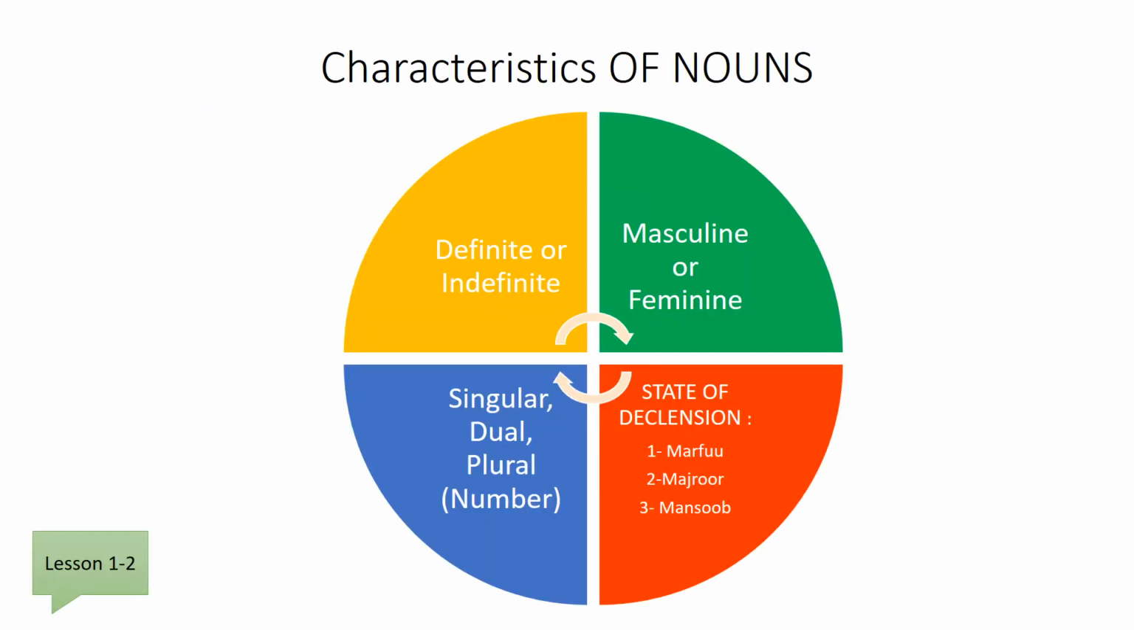So, lesson 1 and 2 was all about the characteristics of nouns, which is pretty much the foundation and basis for the rest of the lessons. So we know that nouns have 4 characteristics, every single noun. The first one is it being definite or indefinite. The second one, masculine or feminine. In Arabic, words have a gender. Third is the singular, dual, and plural. And the fourth is the state of declension.